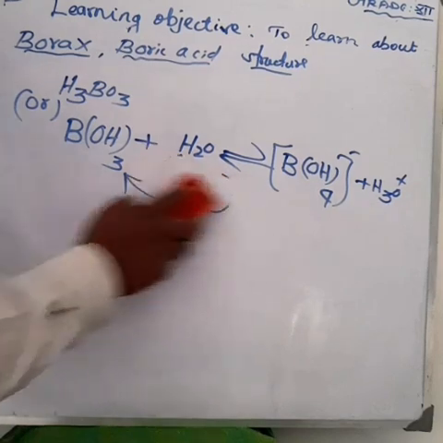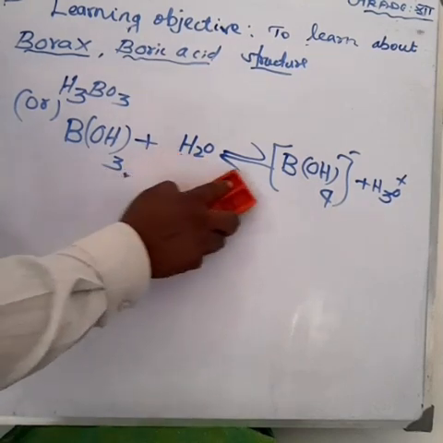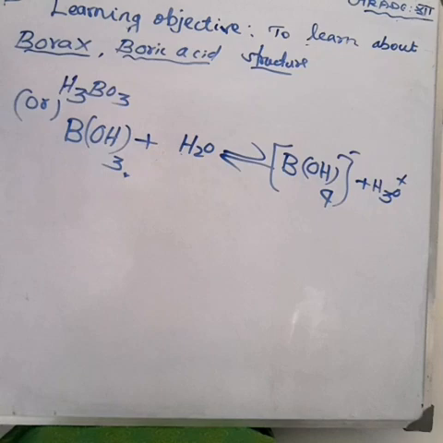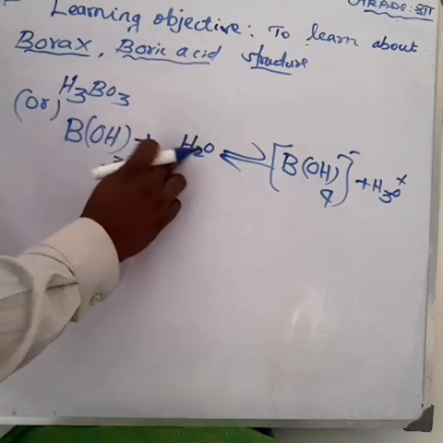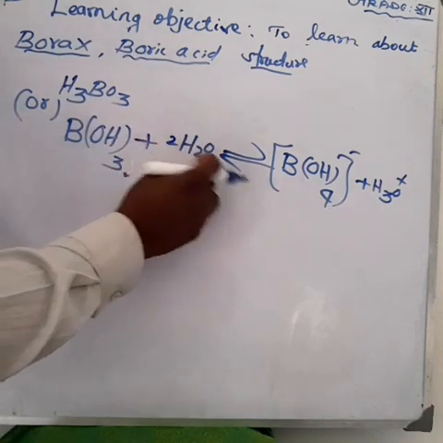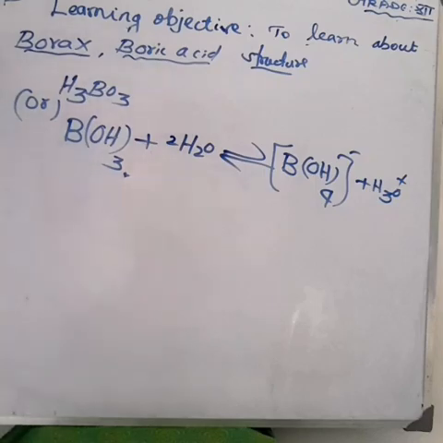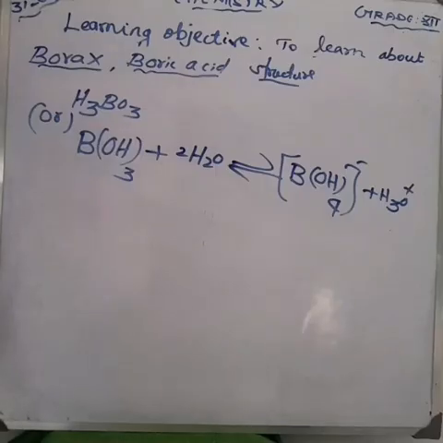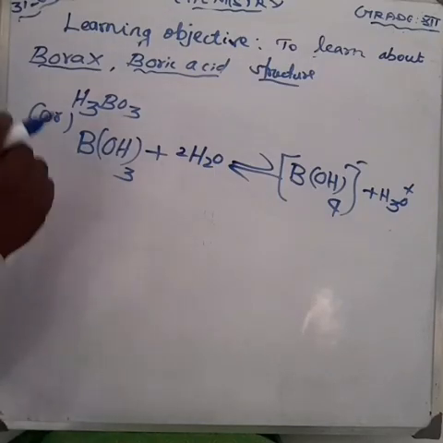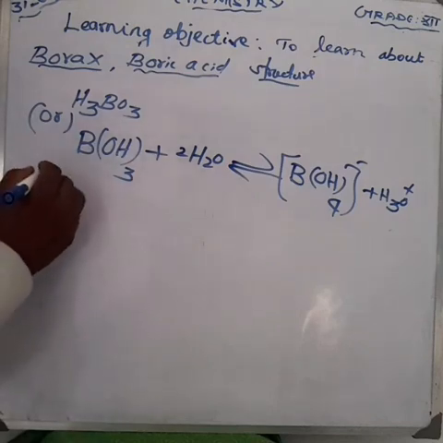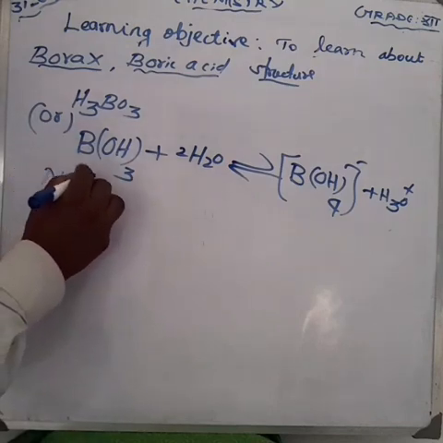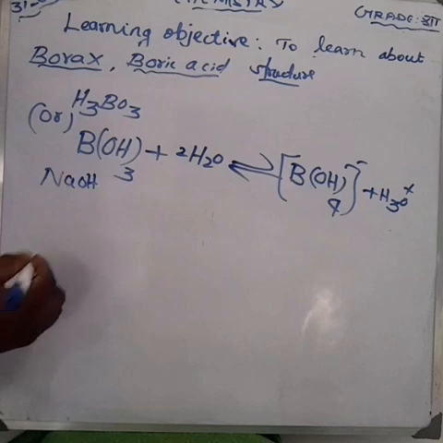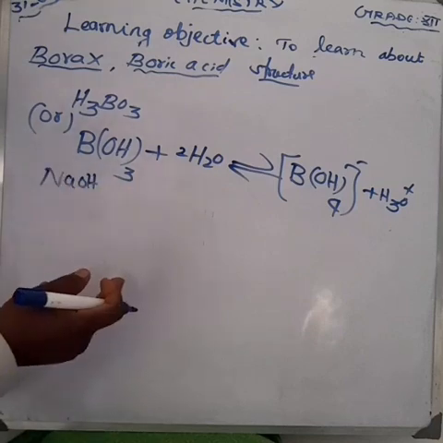So how to balance here? How much hydrogen, and based on that we can convert. So now the equation is, I think, balanced. Am I right? Next, what happens when boric acid reacts with sodium hydroxide?